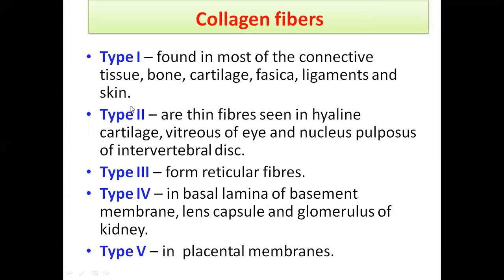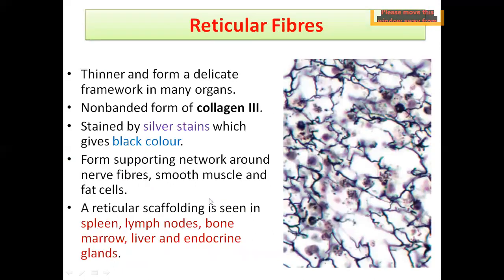Those are type 1. Type 2 collagen fibers are comparatively thin and are seen in hyaline cartilage, vitreous of the eye, and nucleus pulposus of the intervertebral disc. Type 3 collagen fibers form reticular fibers, and type 4 is in the basal lamina of the basement membrane, lens capsule and glomerulus of the kidney. Type 5 is in the placental membrane.